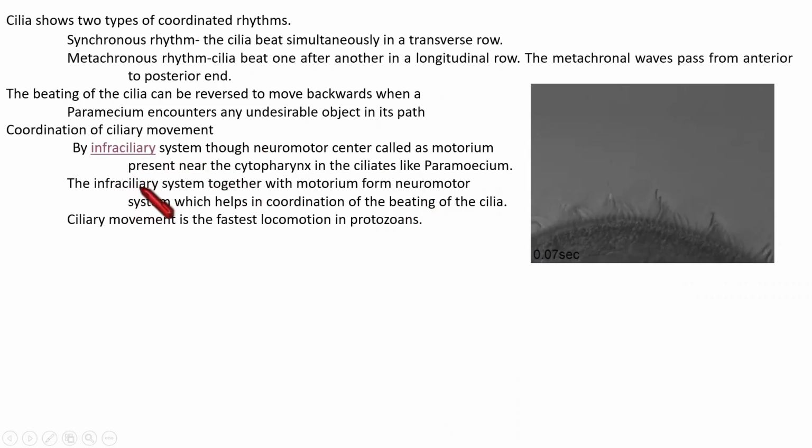Again, some more points. I have already explained all the things; once more, I am reading. This infraciliary system, with the help of a neuromotor center called a motorium that I showed you, is present near the cytopharynx. It is controlling the ciliary beating, and it is coordinating all the beating of the cilia in the case of protozoans. And this ciliary movement is the fastest locomotion in the case of protozoans.